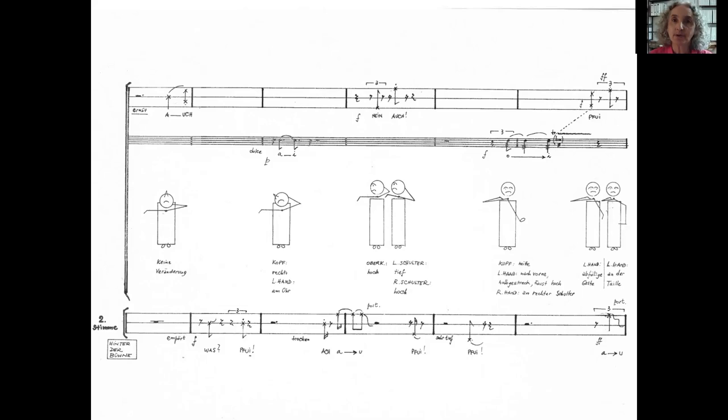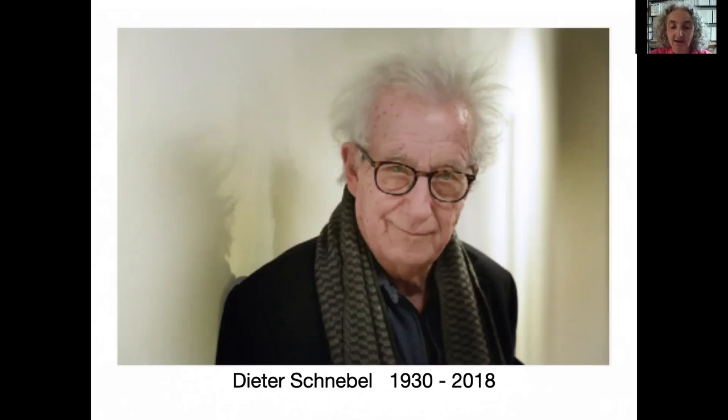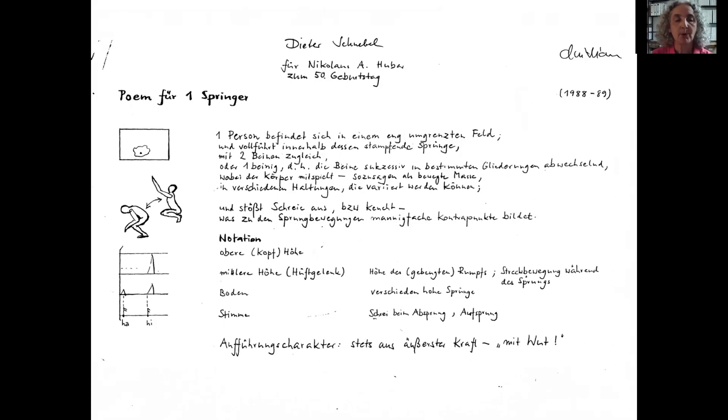Another composer who works with scenic elements was Dieter Schnebel. He wrote these huge works, Körpersprache, body language, and Zeichensprache, sign language. And he was really into how it is possible to notate these scenical elements. For example, a later composition, Poem for One Jumper. You see again a sketch from the stage, a person in a small light field in the front of the stage. Then you see which kind of movements happen.